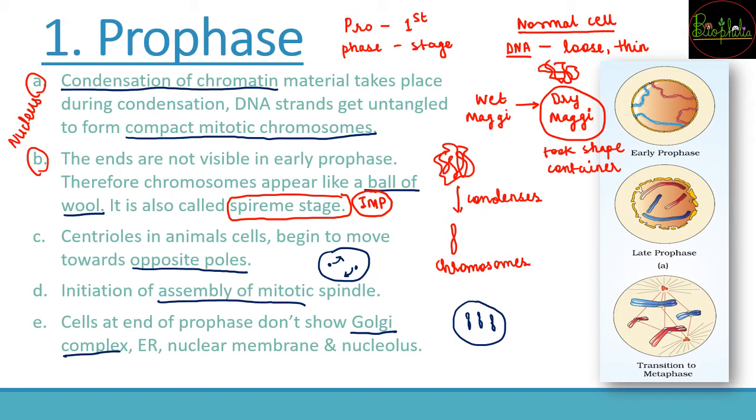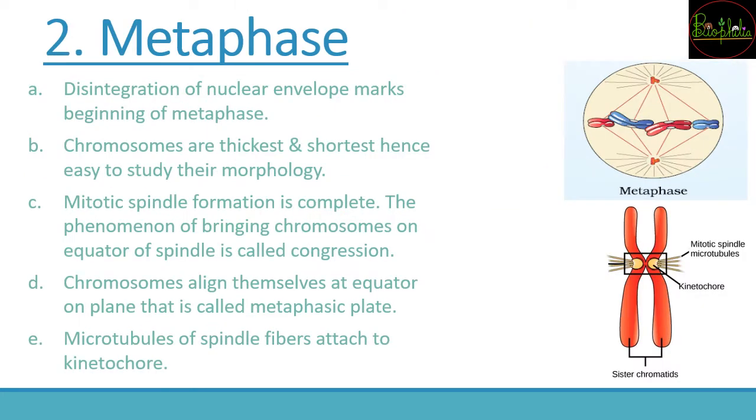So for that reason, around the end of the prophase, all the organelles like Golgi complex, the endoplasmic reticulum, even the nuclear membrane and nucleolus are going to disappear for a certain period of time. So even in the photographs you can see how these are going to be transiting towards the second phase, that is metaphase. अब मेटाफेज जो होगा इसमें जैसे प्रोफेज में डिसइंटीग्रेशन ऑफ न्यूक्लियर एनवलप स्टार्ट हो चुका था एंड दिस इज गोइंग टू मार्क द बिगनिंग ऑफ द मेटाफेज.